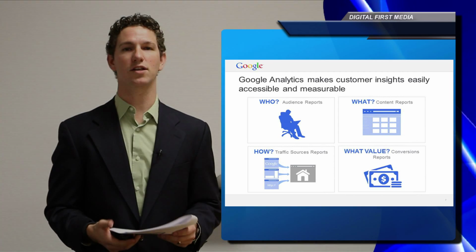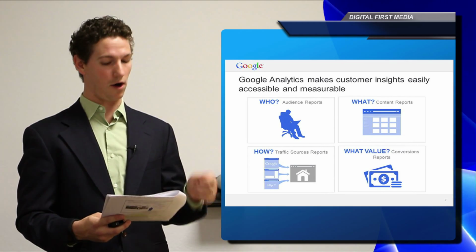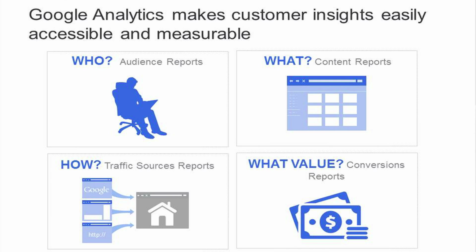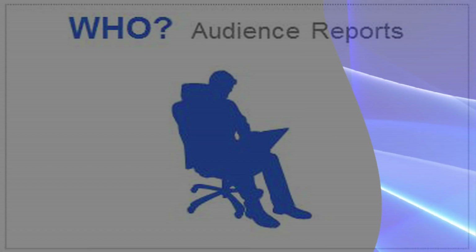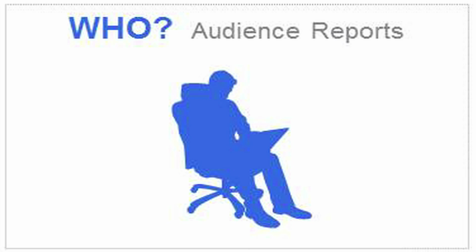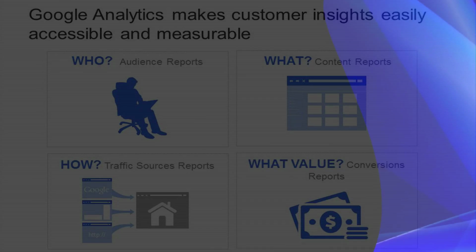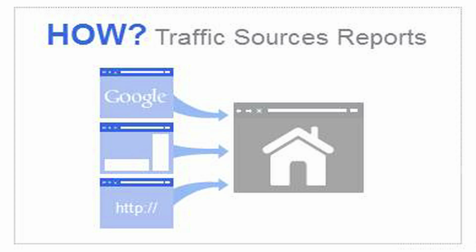There are 4 ways we can truly look into what our customers are doing. We might ask the question, who? This is where we can use audience reports. Audience reports allows us to figure out who is visiting our website. The other question is how. This is where we look at the traffic reports, answering the question, how are customers getting to our website?